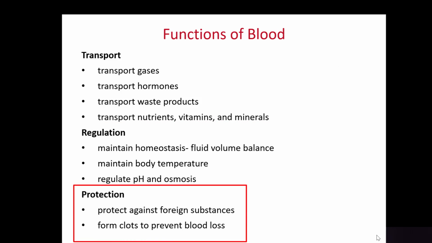And finally, the blood also has protective functions. White blood cells, also called leukocytes, along with antibodies and particles called complement proteins that we'll discuss in the next chapter, all work to defend against foreign invaders like viruses and bacteria. And platelets and plasma proteins help form clots which prevent blood loss.